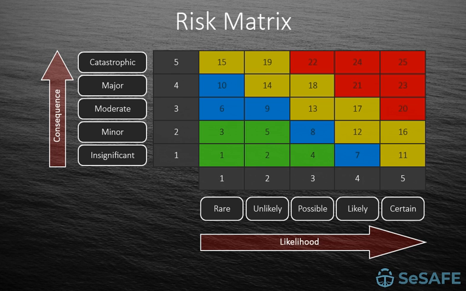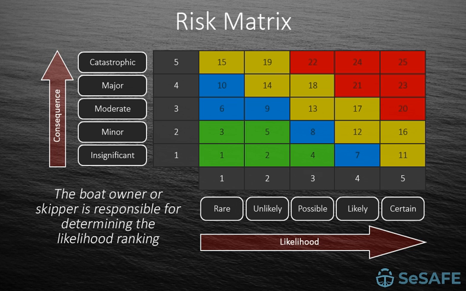In the risk matrix, the likelihood of an accident occurring ranges from rare to certain. As the boat owner or skipper is responsible for the safety of all on board, and the boat, they are the ones who determine the likelihood ranking for a particular accident. In this way, the matrix is personalized to suit the boat and intended fishing operation. The consequence of a hazard ranges from insignificant to catastrophic, and it is the boat owner or skipper who identifies the consequence of a hazard.